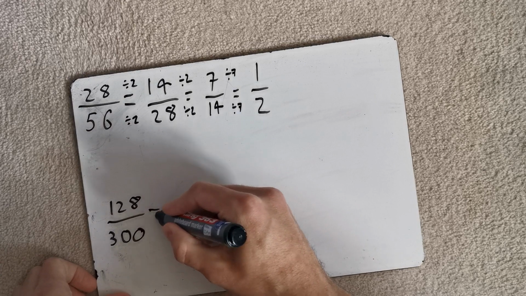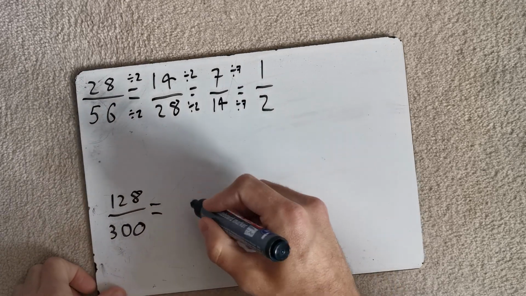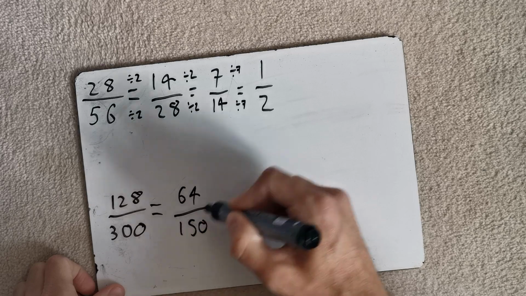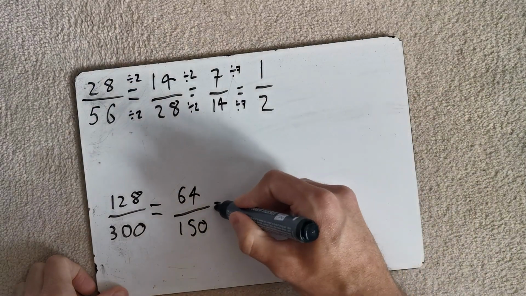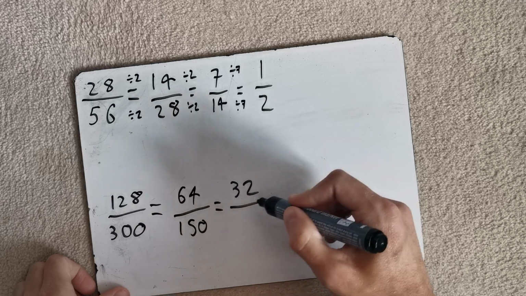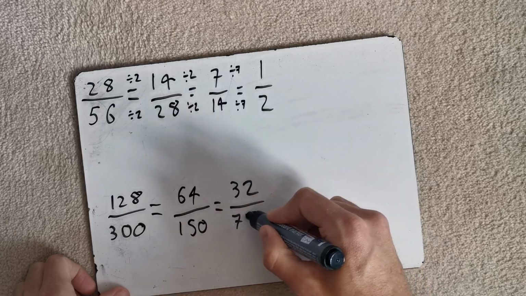Similarly for this one, again, both even numbers. Let's halve them both. We'll get 64 over 150. Halve them again, and we'll get 32 over 75.